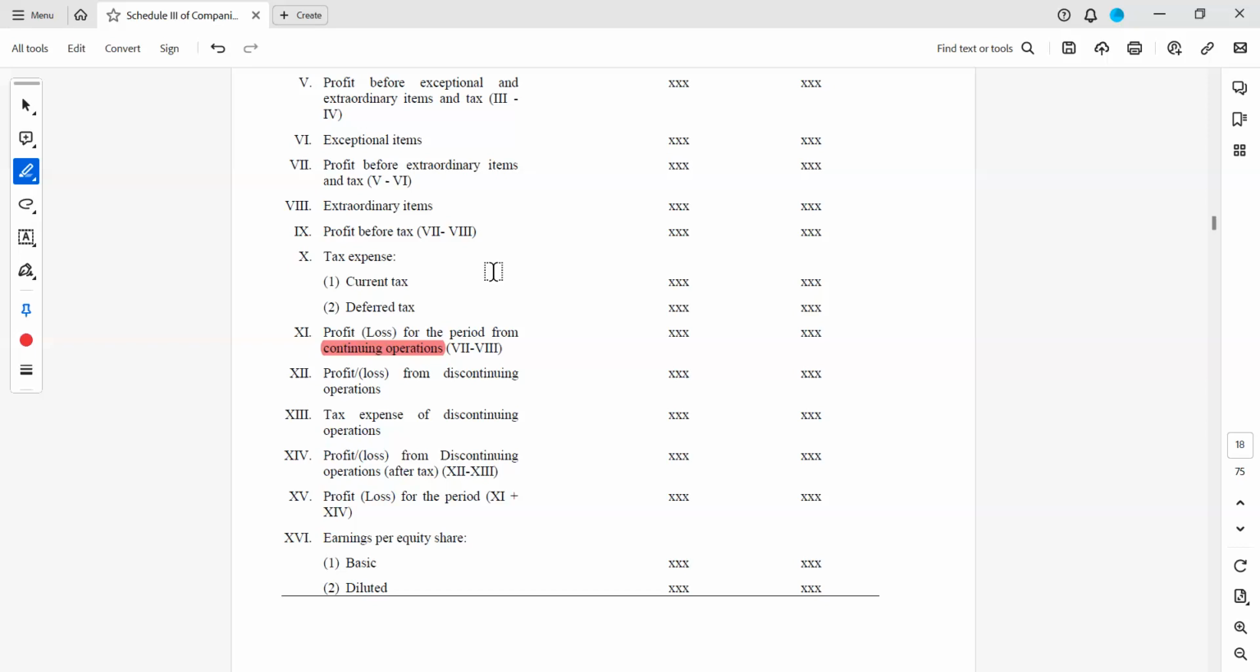Even when we were discussing the balance sheet, I told that if any company is selling, then we have to say assets held for sale. Same way, you have to report if the company has entered into any agreement with any other person to sell a particular unit. This we have discussed, if you remember, during the going concern concept.